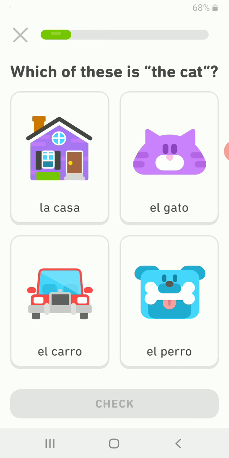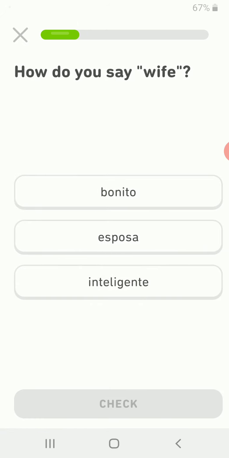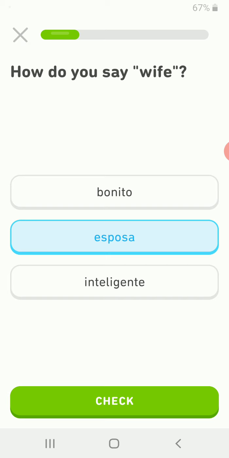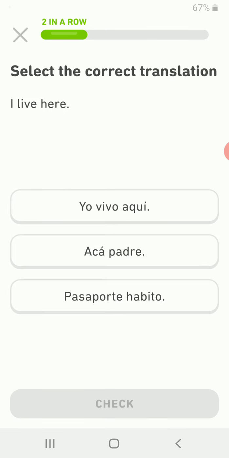So which of these is the cat? El gato. La casa is the house. El carro is the car. Coche is another word for it. And el perro is a dog. So wife, esposa. Bonito means pretty, masculine form. Inteligente is intelligent.